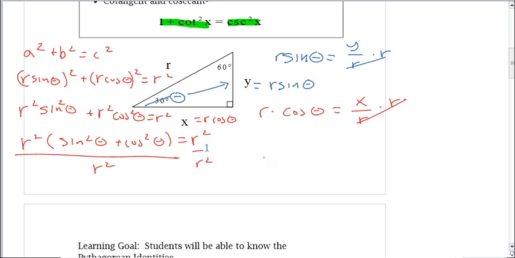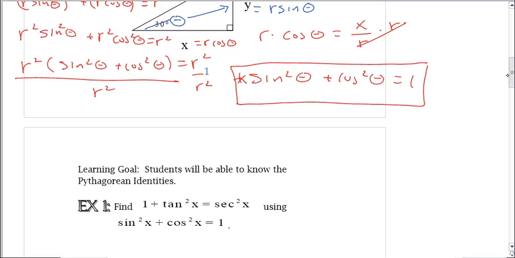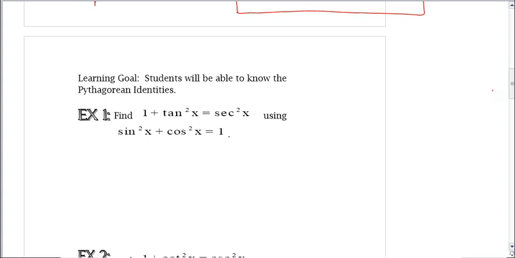And so this is how you generate the Pythagorean identity for sine and cosine. So sine squared theta plus cosine squared theta is equal to 1, because r squared over r squared makes 1. So that's how you come up with the first one. And through this first one, we can come up with the other two. Okay, so that's what we're going to do next.